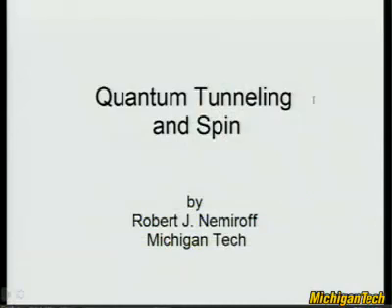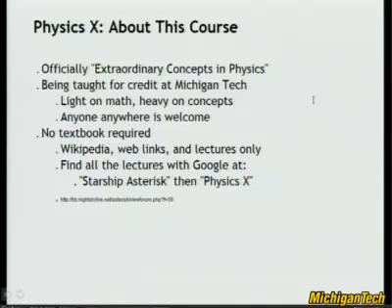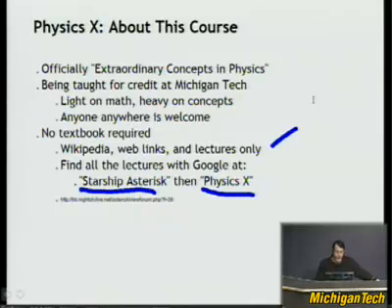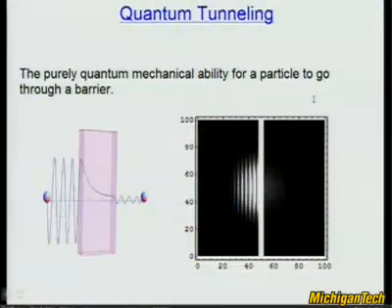These lectures are all online. They require no textbook, and you can find them by searching for Starship Asterisk and Physics X on something like Google. The idea is that we're just going to go to the really cool concepts of physics and not be heavy on the math. If you missed the delayed choice quantum eraser lab version in the previous lectures, you might want to go back and see that. The last one was pretty interesting too, on the offshore experiment. Anyway, we're going to just touch on quantum tunneling.